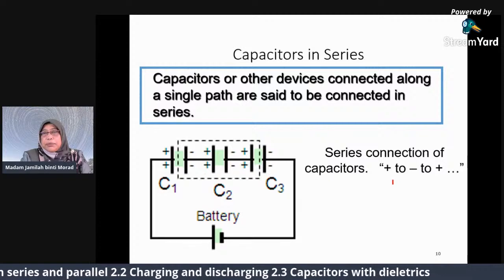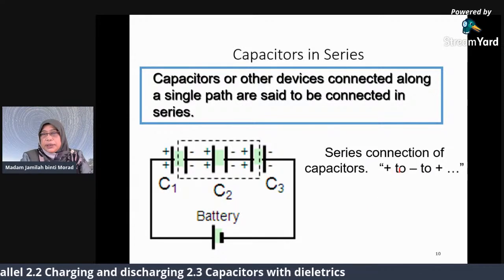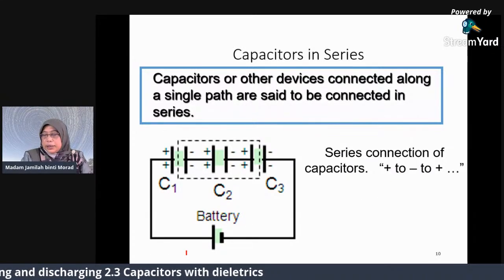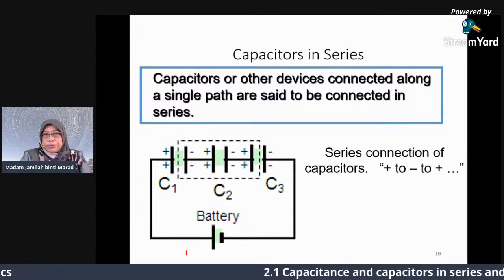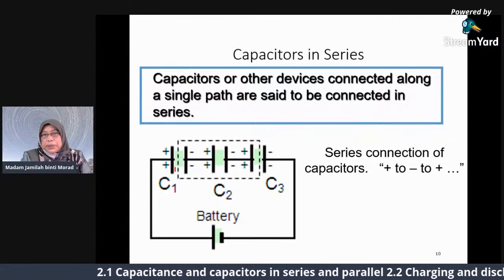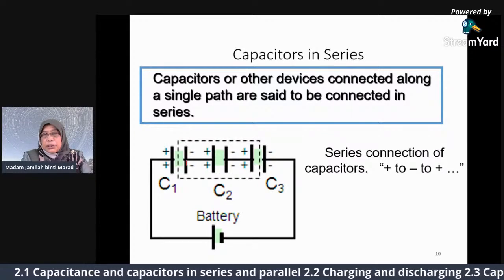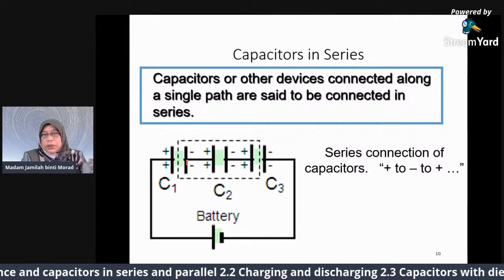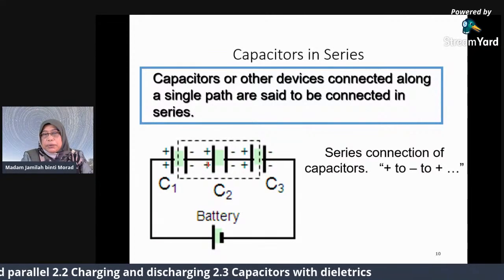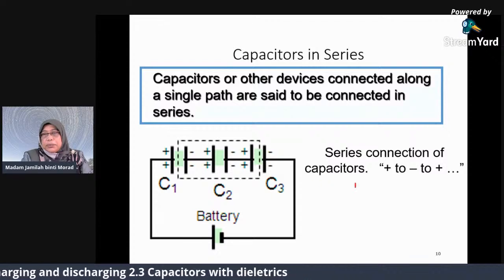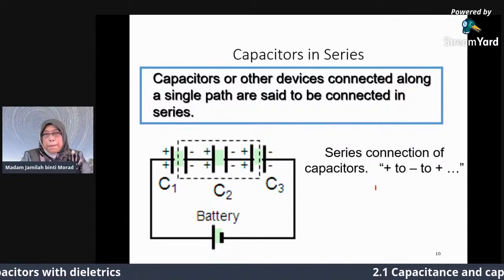C1, C2. For series connection, this is how to connect the capacitors: positive terminal, negative terminal, and so on. This is the first capacitor. This is the negative terminal of your first capacitor, and then you wire it to the positive terminal of the second capacitor. Positive to negative, and so on.